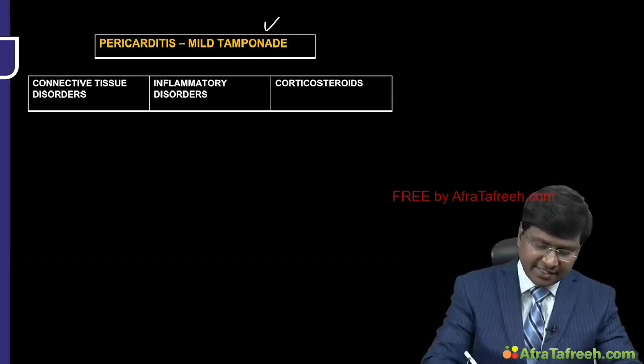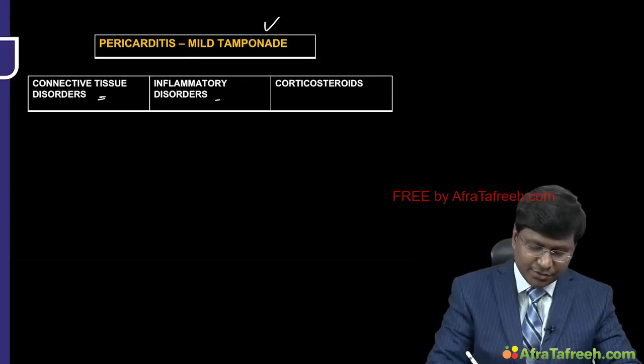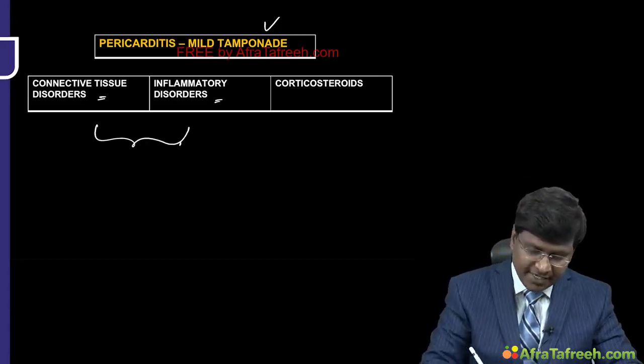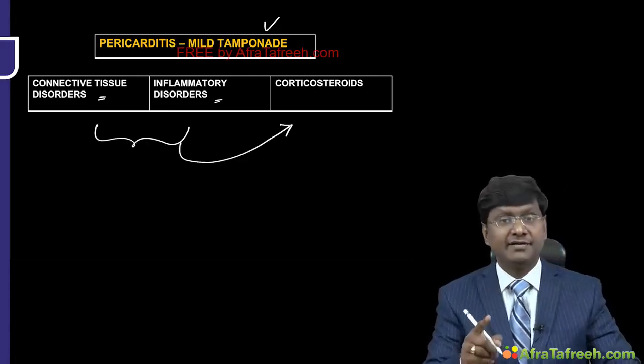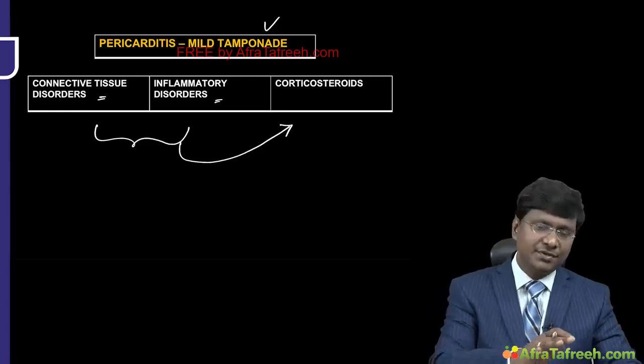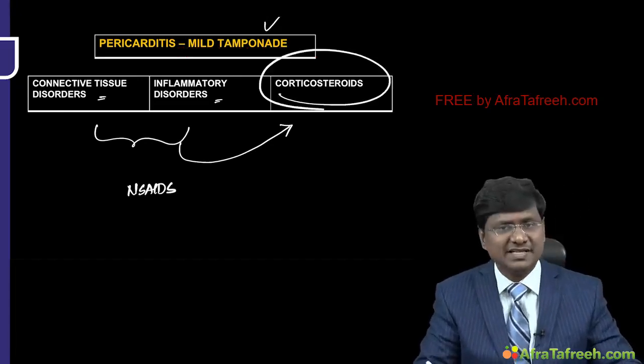Like you see in other conditions, if there is mild cardiac tamponade secondary to connective tissue disorders or any inflammatory disorders, then in them, right, you need to give anti-inflammatory drugs in the form of corticosteroids, right? Either you give NSAIDs, okay, or preferably you give the corticosteroids, that is prednisolone.